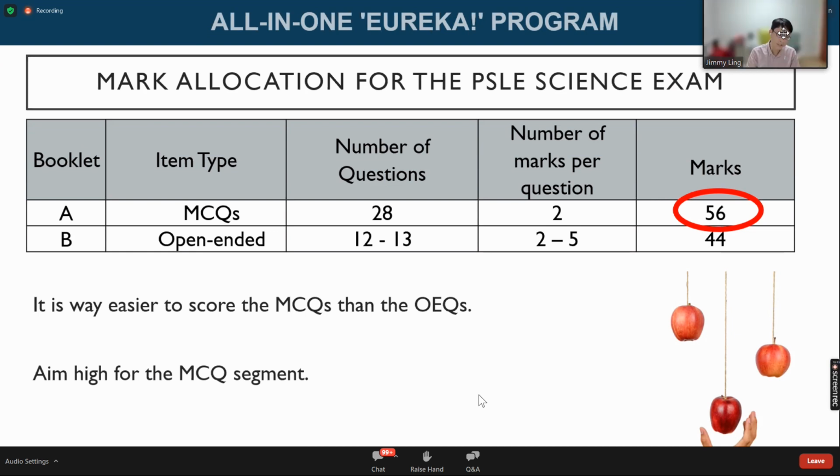And speaking of MCQ, for maths, the marks is only 20. So science is the only subject where there's such a high allocation of marks towards MCQ. So make sure everyone grabs these low-hanging fruits, okay?